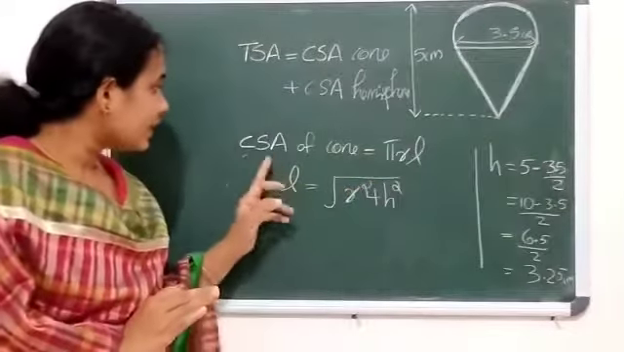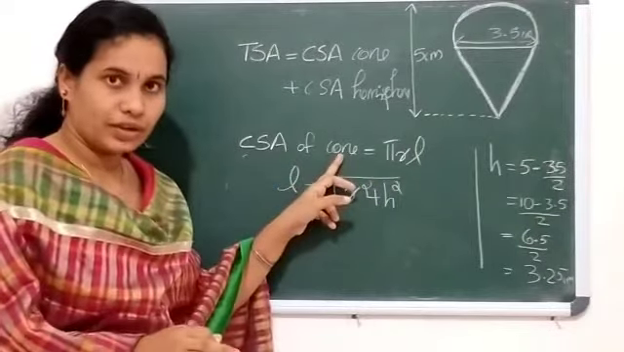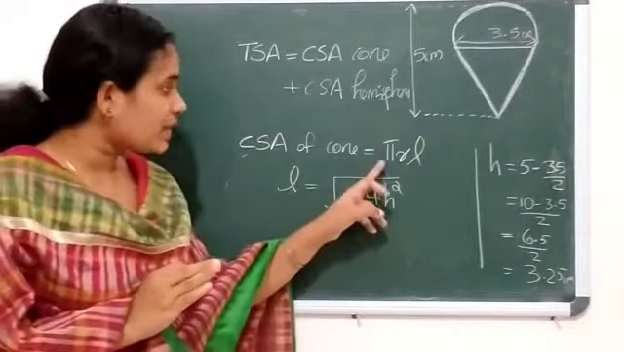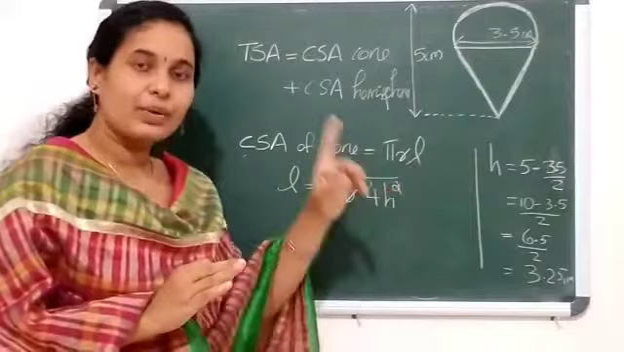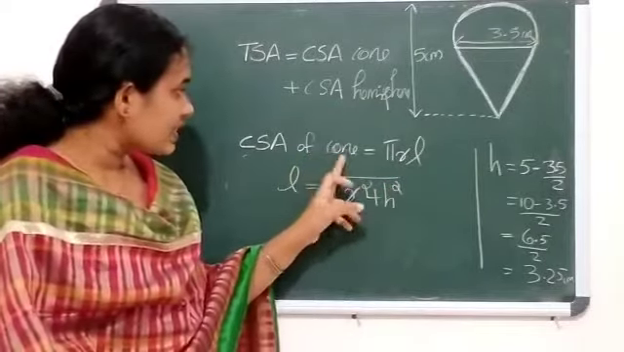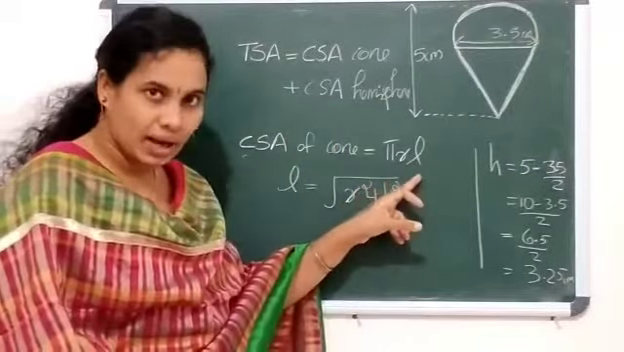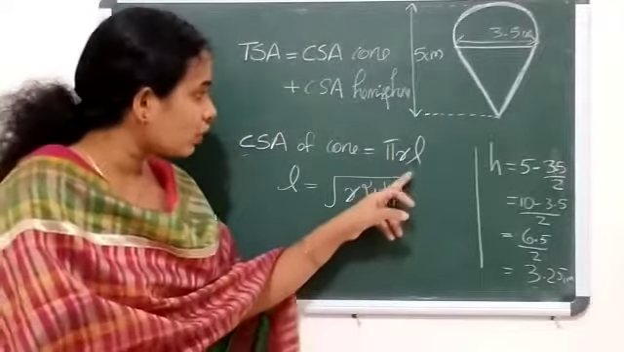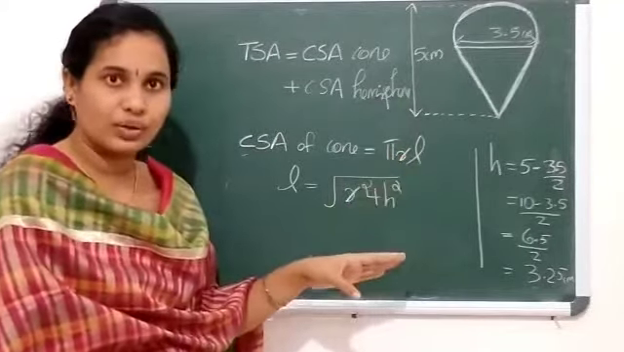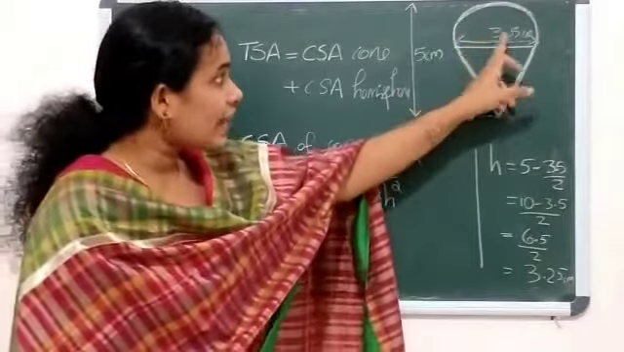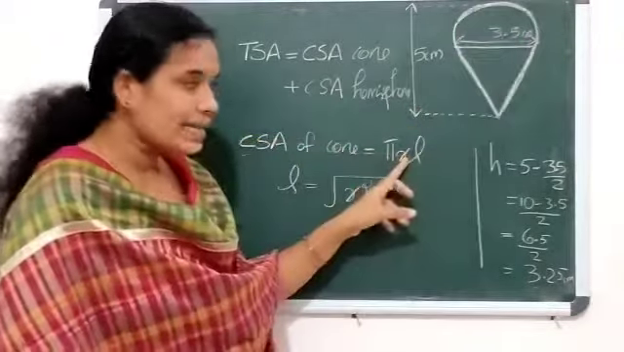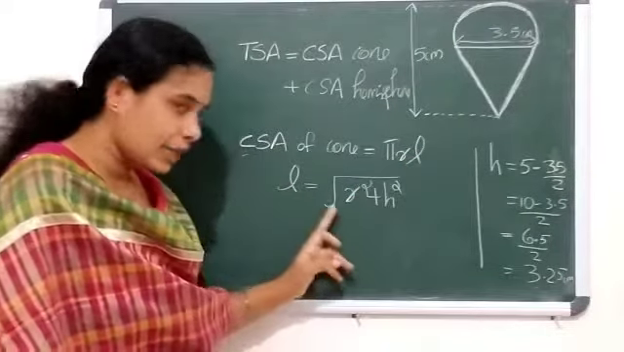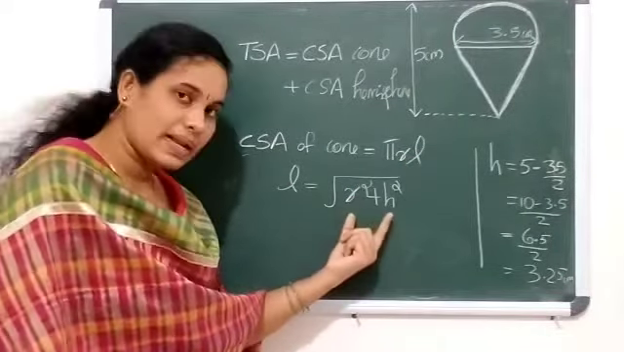Now we are finding the curved surface area of the cone. We can find it by the equation pi r l, which we studied last year. R is the radius of the cone and l is the slant height of the cone. Here the diameter is given as 3.5, so r is 3.5 by 2, and we can find the slant height l by the equation root of r square plus h square.